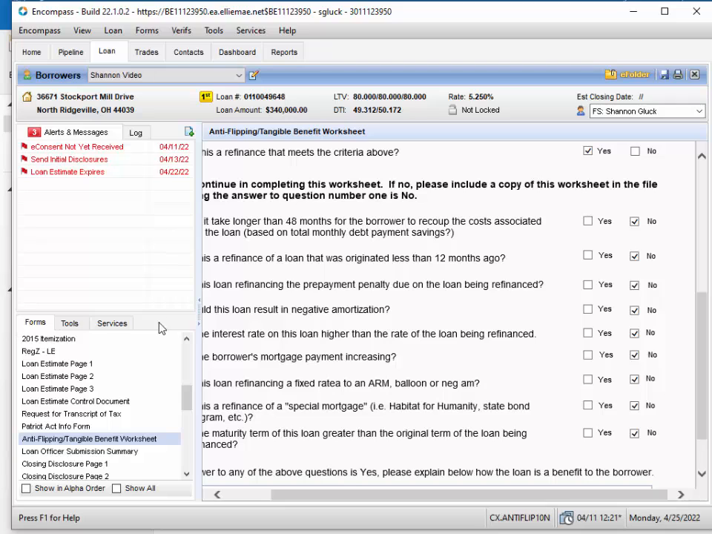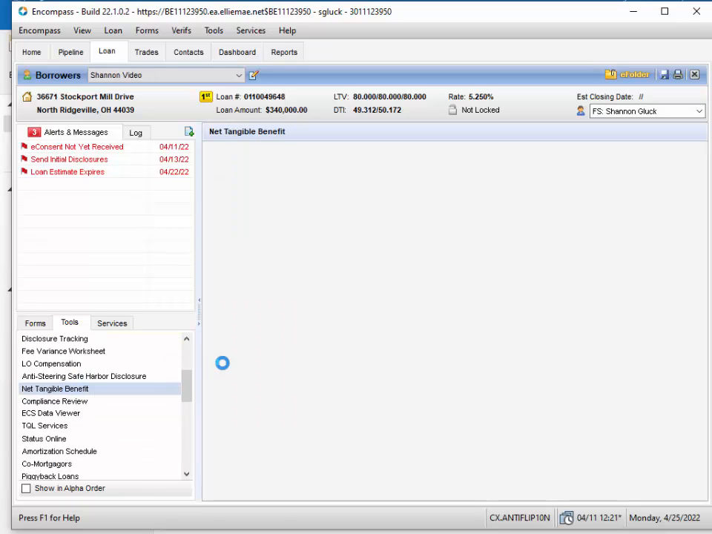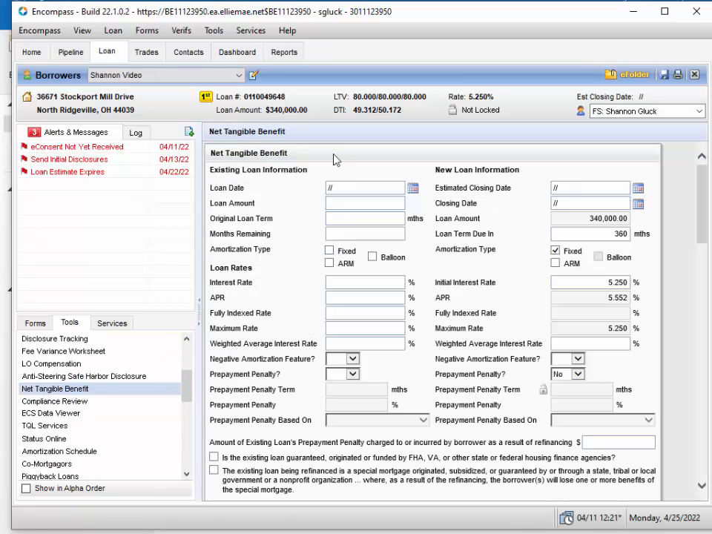The next form you need to complete is the net tangible benefit, and that's under the Tools tab, and it's called Net Tangible Benefit. What you need to do is fill in the existing loan information, the loan that they are refinancing. You need to put in the loan date. That would be like the first payment date. If you don't know what that is, it should be on the credit report. So then you can enter that date in here.